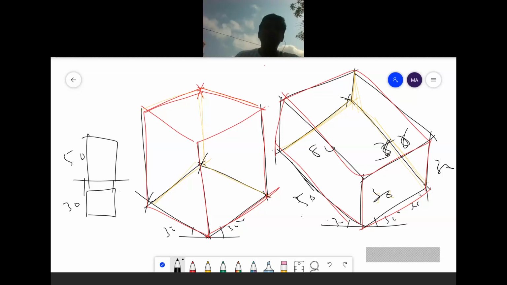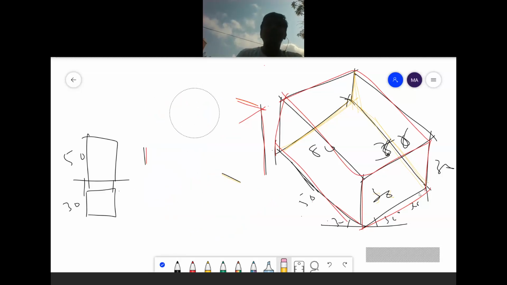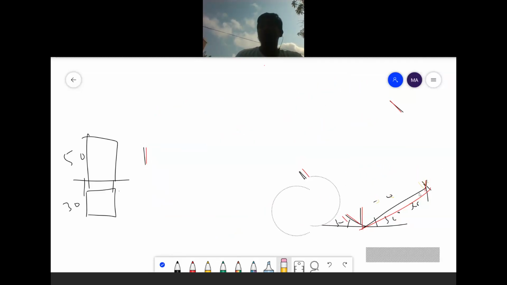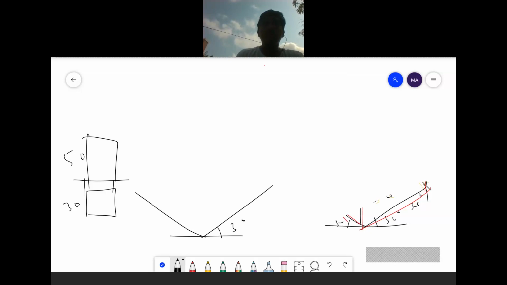I will explain once again. First, we are considering 30 degrees, 30 degrees this side, 30 degrees this side. Here you are cutting 30, 30 mm. From here you are cutting 30, 30. You will form a square.